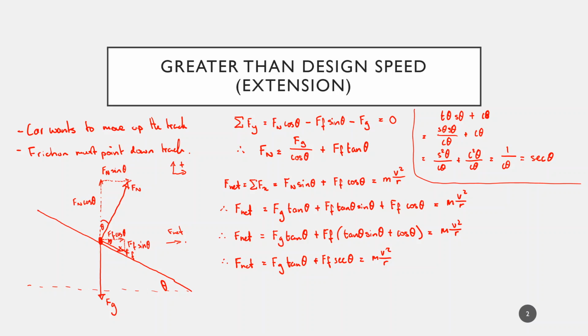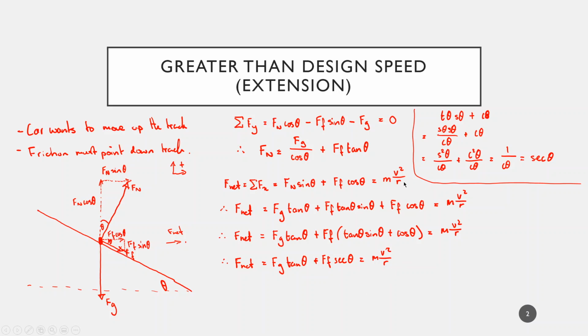Fg tan theta was there when we were talking about banked curves at design speed. All we've done now is add this extra little term talking about the friction that's now involved. The way that we got there is probably slightly too complicated for what you need to be doing at year 12. The actual equation though is not too crazy. So there we go, greater than design speed. We've got this equation representing the net force.